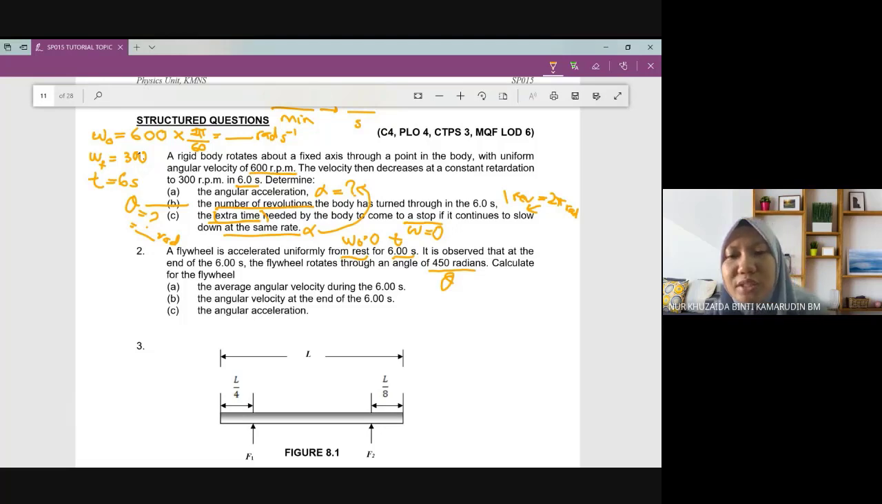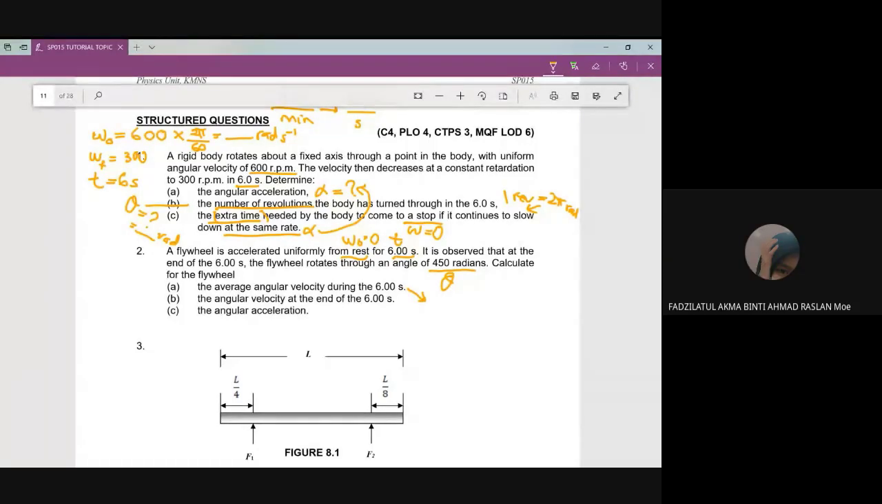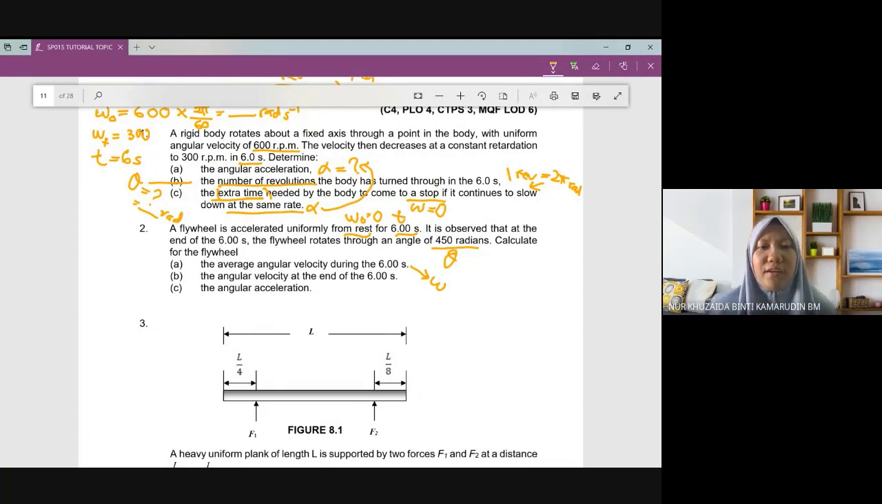So ni tanya apa ni? Soalan ni tanya apa? Omega. Yes. Okay, satu dia tanya average angular velocity. So average angular velocity kita ada equation omega final minus omega naught divided by time t. Okay, saya tak pasti dia dapat kat sini jawapan dia beza. Cuma saya rasa macam sama.